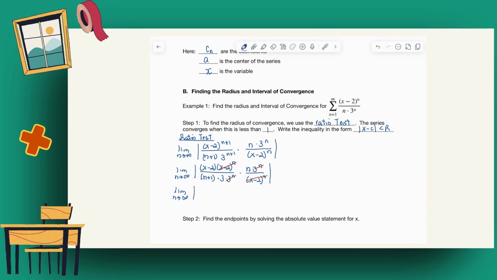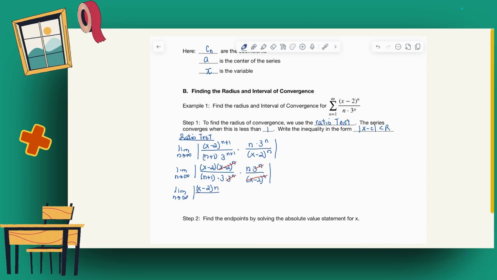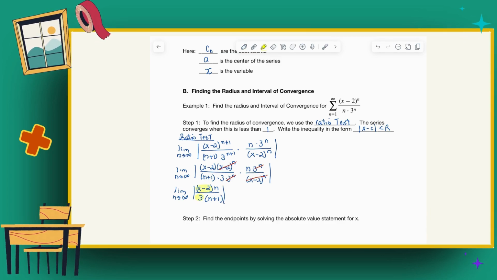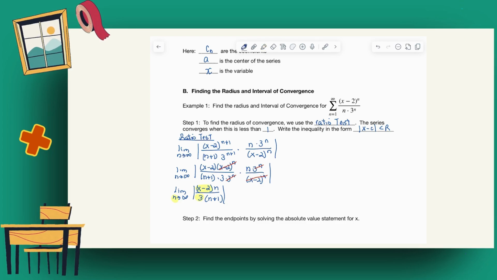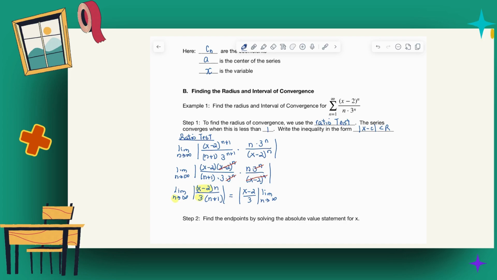So we have the limit as n goes to infinity of (x minus 2) divided by 3, times n divided by (n plus 1). Now in the limit as n goes to infinity, we are focusing on the n variables only. So any variable that doesn't involve n, we can factor out as a constant. So x is treated as a constant. So I can take out the absolute value of (x minus 2) over 3, and that leaves us only our n terms inside our limit: the limit as n goes to infinity of n divided by n plus 1.